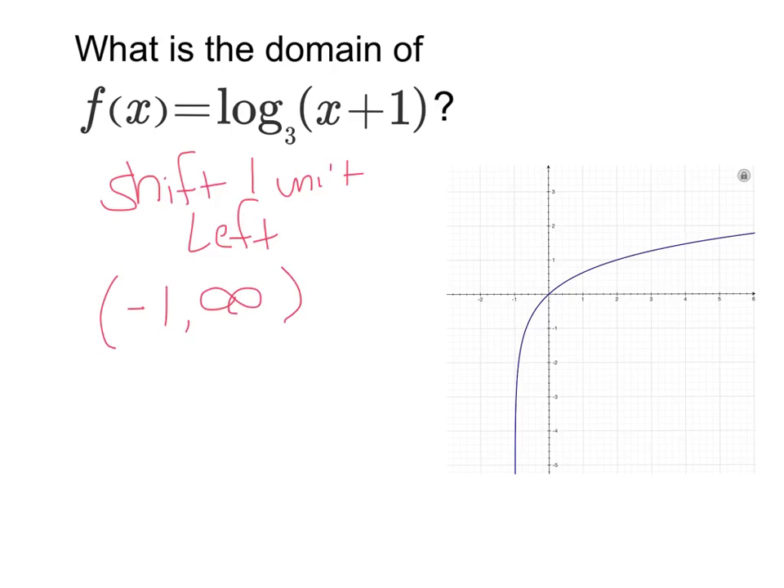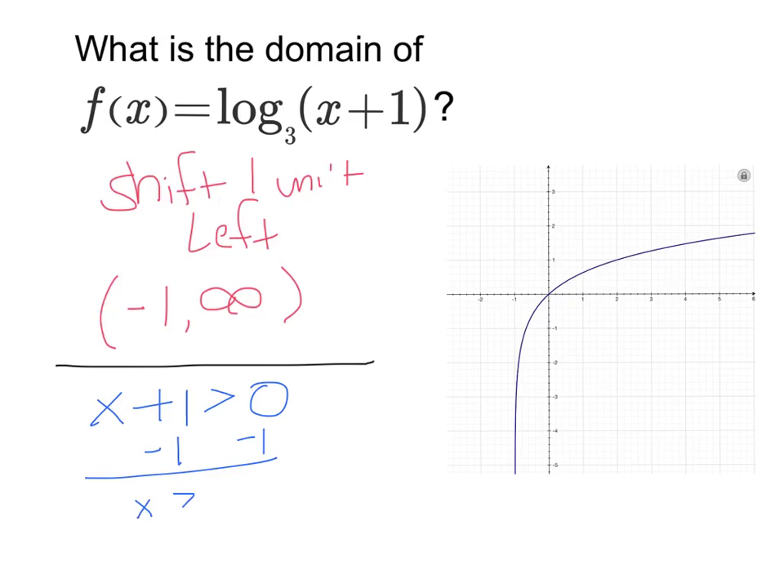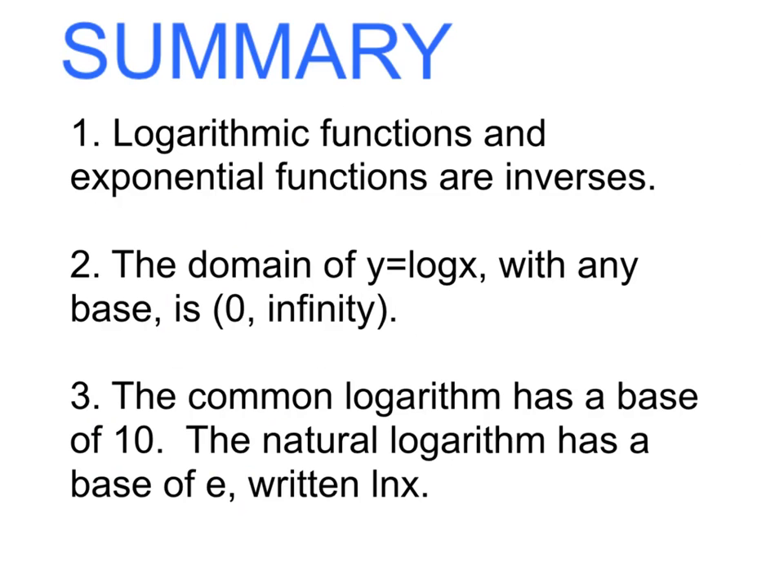Now let's say you don't have the graph in front of you. You can think about this graphically as a shift left 1 unit, or we can just take the expression within the parentheses and set that greater than 0. We get x must be greater than -1, which is exactly what we have written up here above.